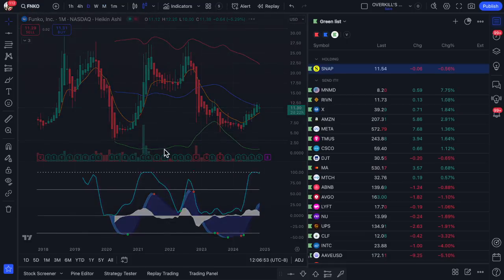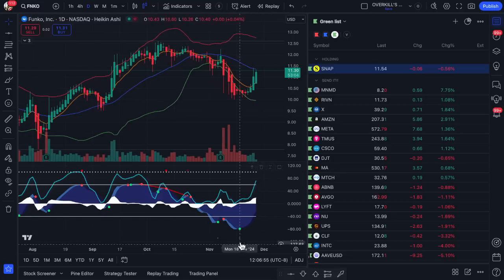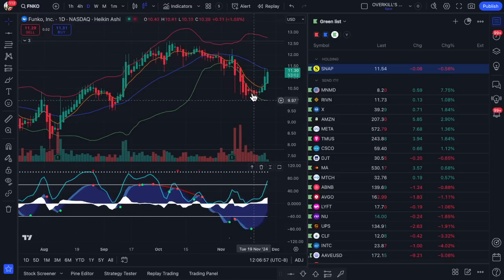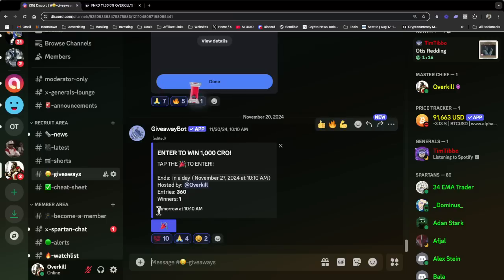FNKO, that one's still green on the monthly. Wonderful. And the daily's breaking out. So the time to buy should have been right here on the 18th at around 10. It's sitting at 11 now. If you're holding the name, I just keep inching your stop loss up. I put it right there at about 10.70.